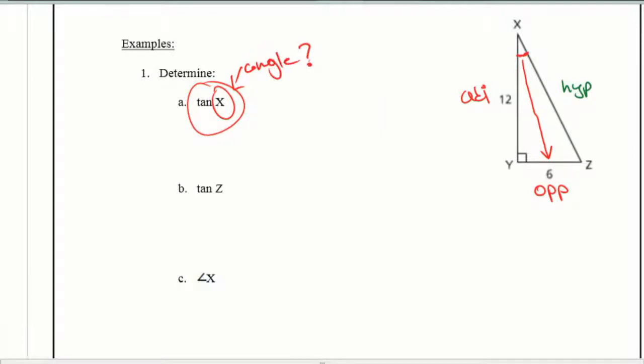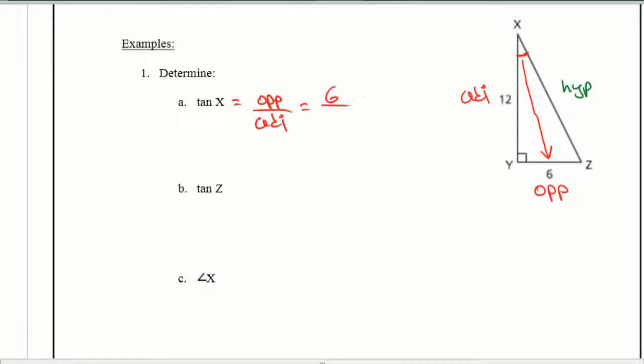So what is that angle? I know the ratio of sides is going to give me that angle. From the previous page, I know the tangent of x is the length of the opposite side divided by the length of the adjacent side. In this case, the opposite side has a length of 6, and the adjacent side has a length of 12. So the tangent of x is equal to 1 over 2. So that's it. Tangent of angle x is 1 over 2.